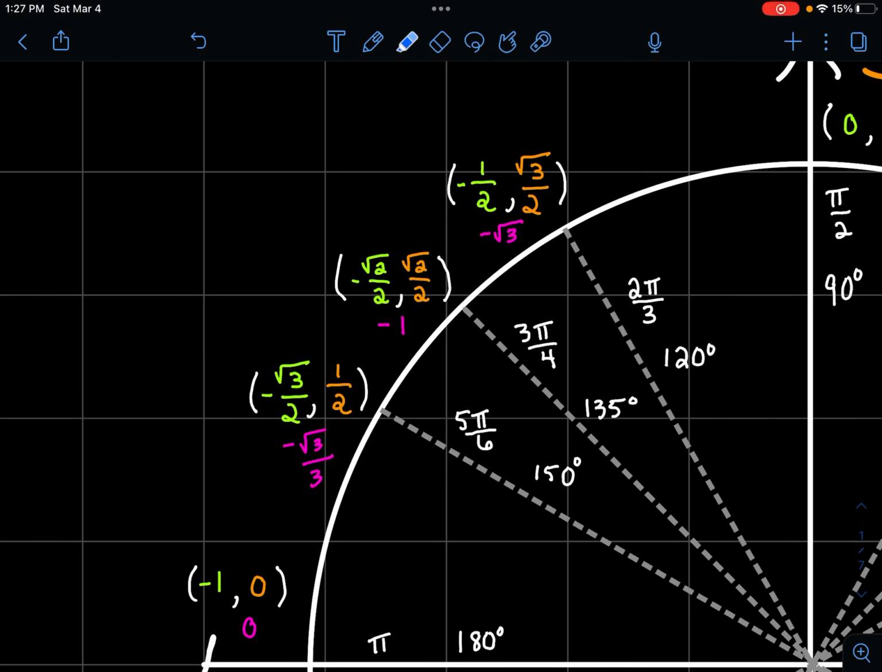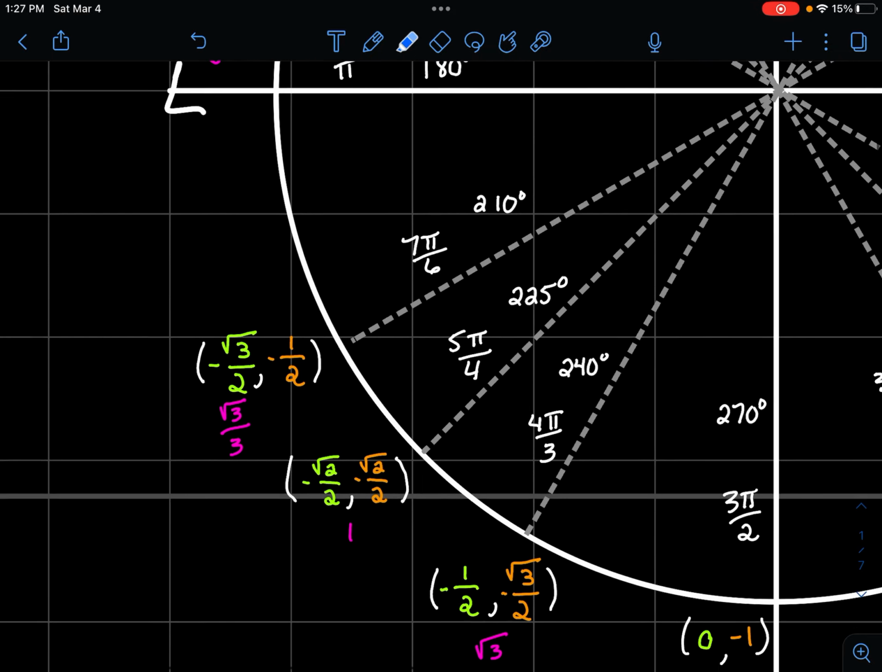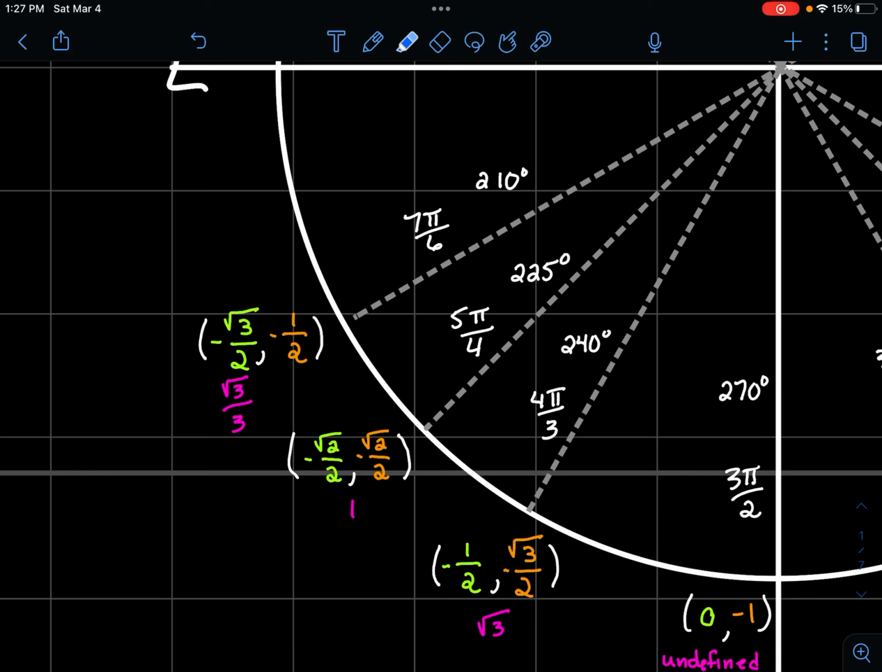You see that we're in the second quadrant. All of our x values are going to be negative. And when we try to do our tangent values, we're doing y divided by x, a positive divided by a negative, so all of our tangent values are going to be negative. When you go down to the third quadrant, we have negative comma negative. Everything's going to be negative. But when you try to do the tangent value, you're taking a negative divided by a negative, which is a positive, so you see why all of our tangent values are positive.